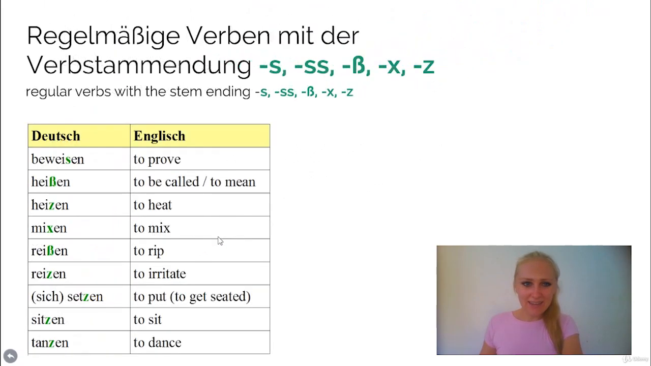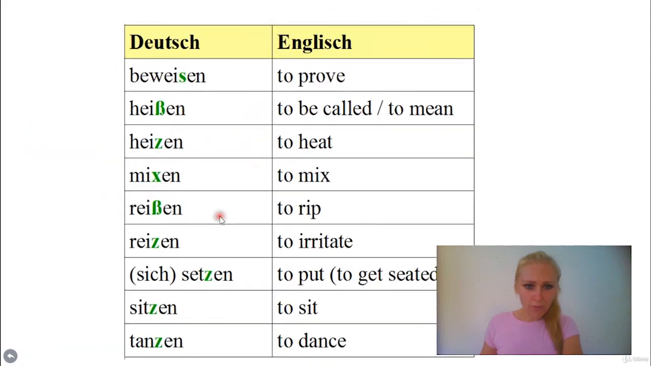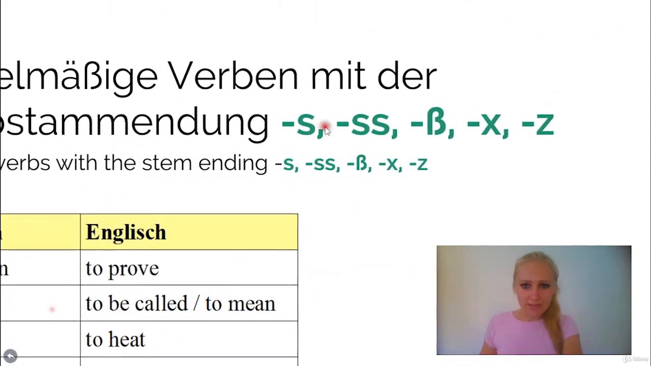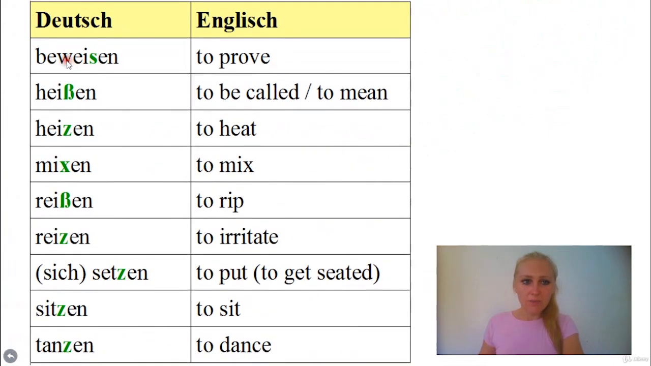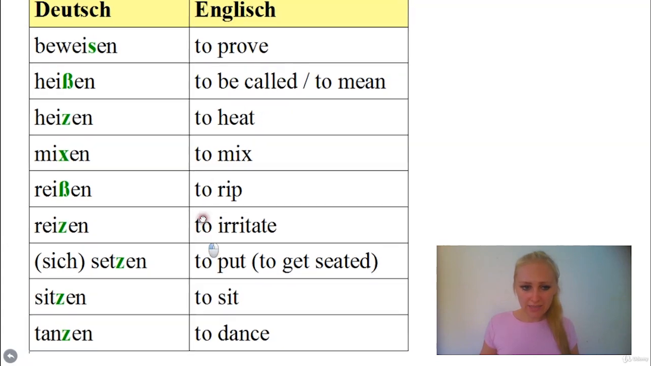Then let's have a look at a list of verbs that have those letters at the end of their stem. We have a few here. Beweisen, to prove. Heißen, to be called or to mean. Heizen, to heat. Mixen, to mix. Reißen, to rip. Reizen, to irritate.